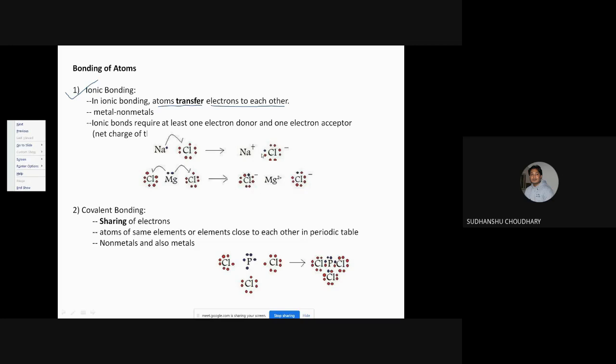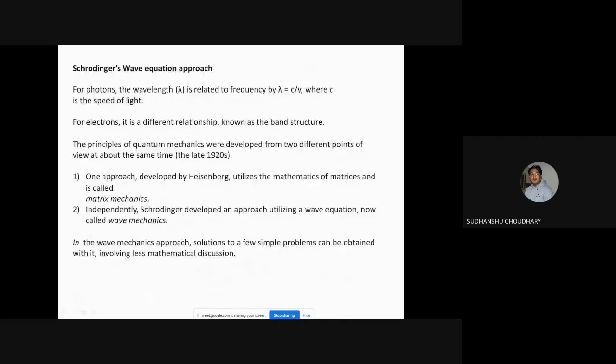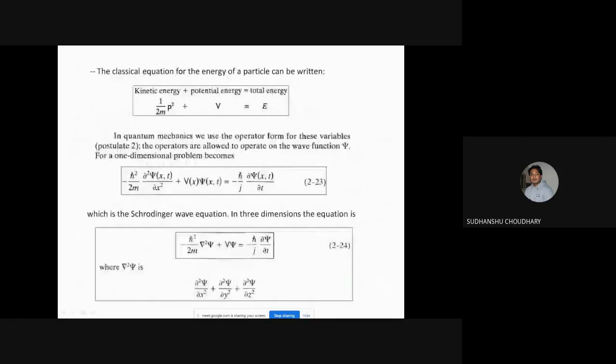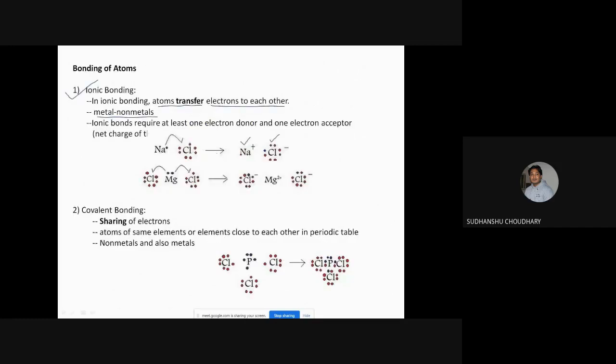Now this transfer of electrons can be only between metals and non-metals. For example, sodium is a metal and chlorine is a non-metal. If you go back to the table I had shown you where materials were present, sodium is a metal and chlorine is a non-metal. So ionic bonding takes place between metals and non-metals. That is, transfer of electron is possible between metals and non-metals.